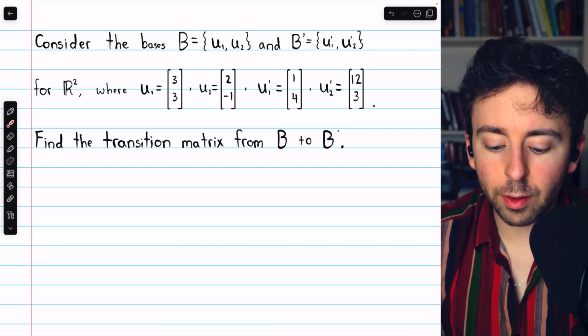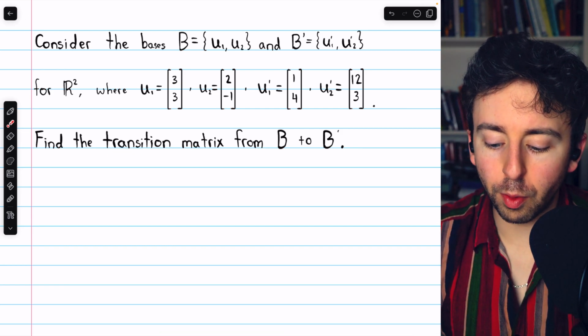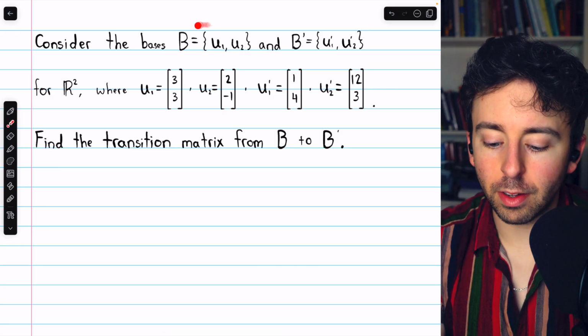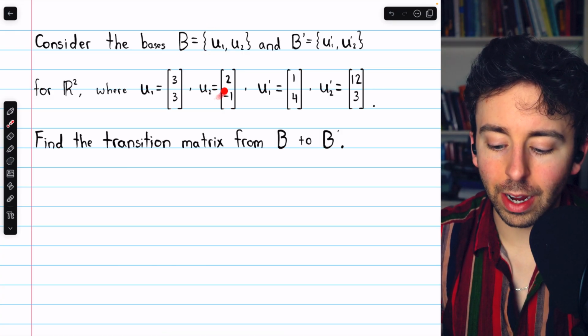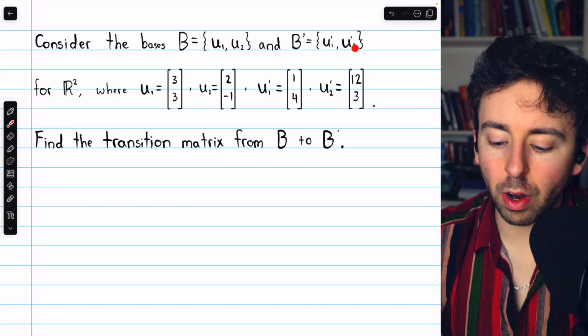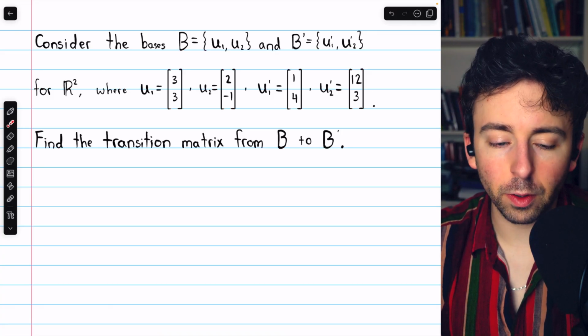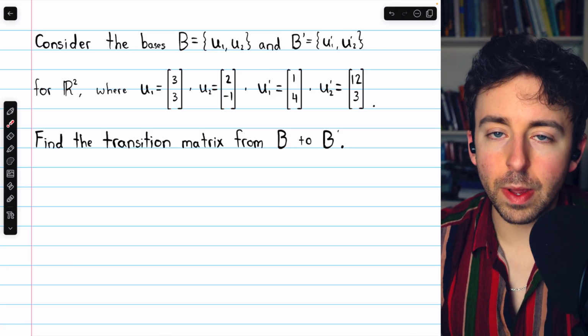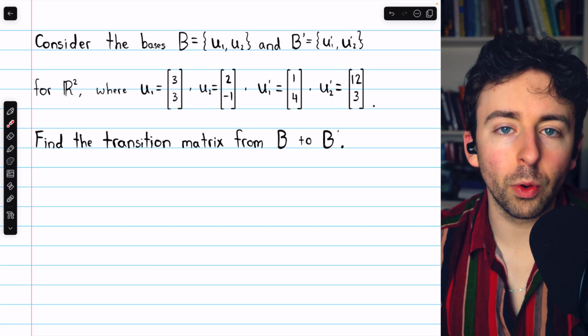Let's go over how to find the transition matrix from one basis to another. In this example, we have a basis B with these two basis vectors, and a basis B prime with these two basis vectors. First, we'll find the transition matrix from B to B prime. Then we'll go the other way around.